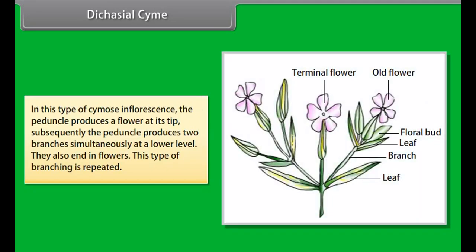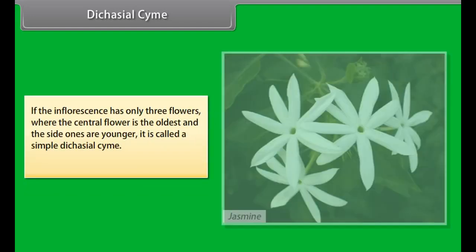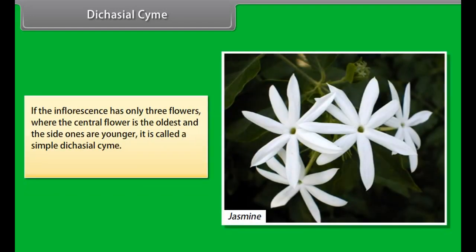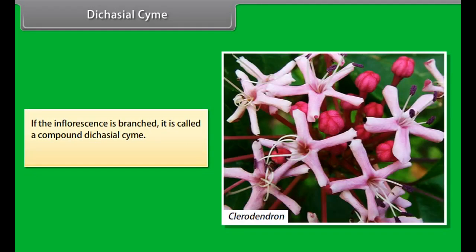Dichasial cyme. In this type of cymose inflorescence, the peduncle produces a flower at its tip. Subsequently, the peduncle produces two branches simultaneously at a lower level. They also end in flowers. This type of branching is repeated. If the inflorescence has only 3 flowers, where the central flower is the oldest and the side ones are younger, it is called a simple dichasial cyme. Example, Jasmine. If the inflorescence is branched, it is called a compound dichasial cyme. Example, Clerodendron, Ricinus.